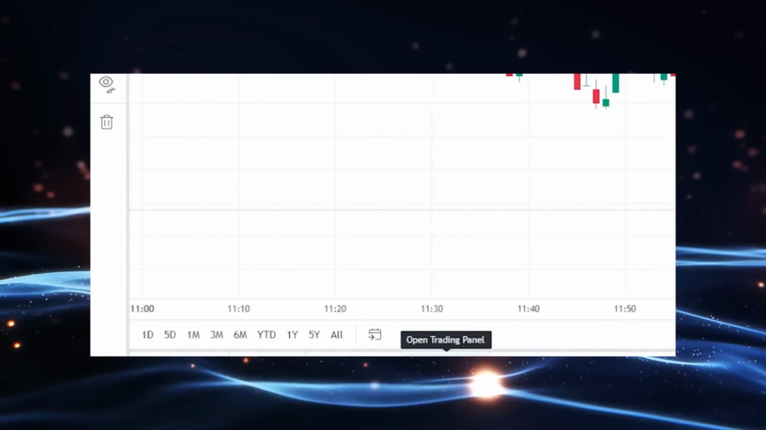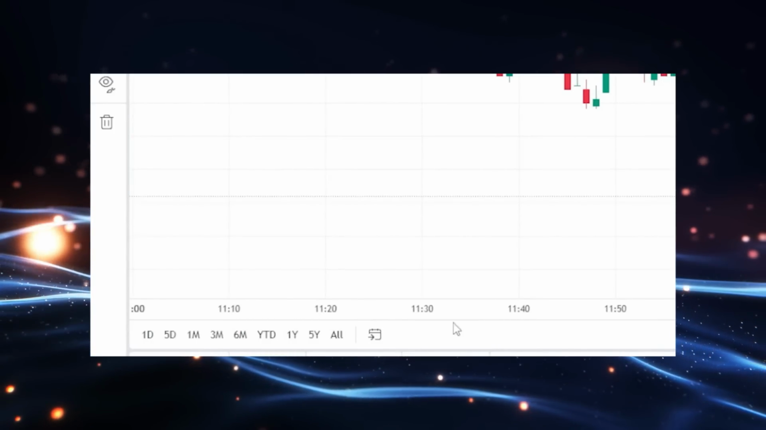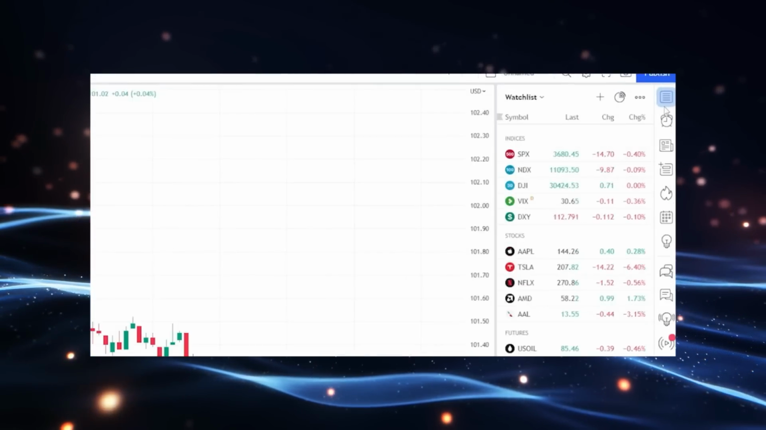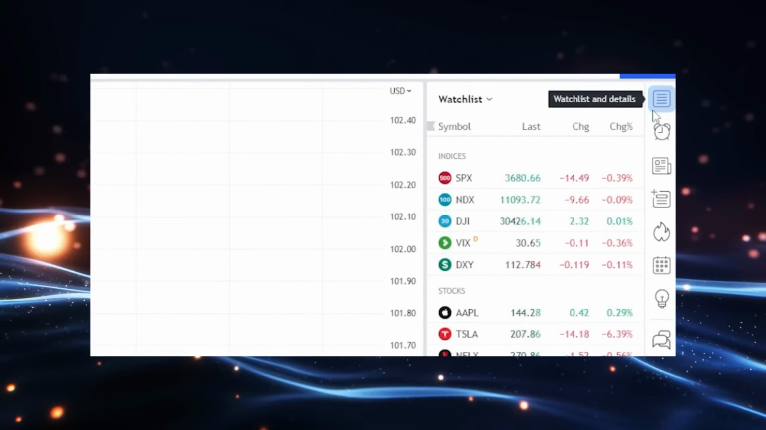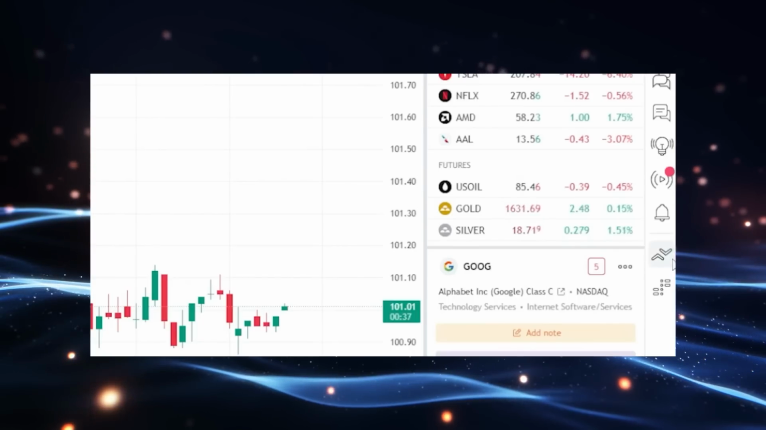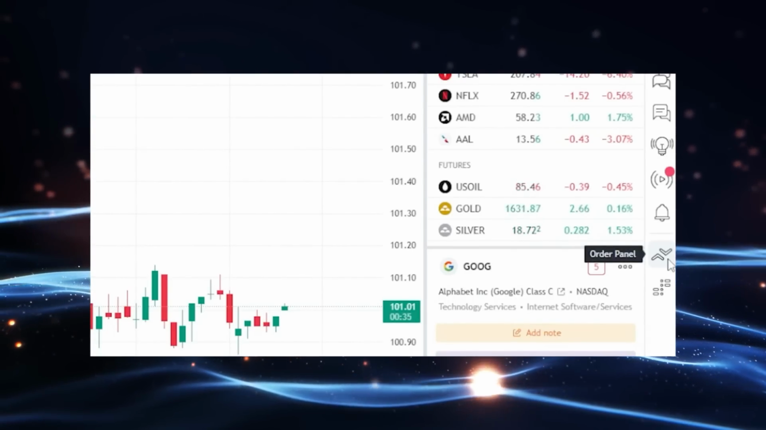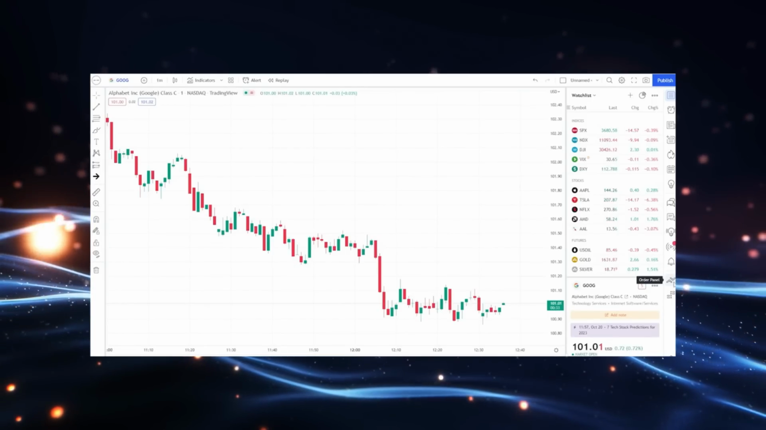Additionally, Tradingview provides access to economic calendars and news feeds, ensuring that traders stay informed about market events. Its mobile app allows for trading on the go, making it a comprehensive solution for modern traders looking to enhance their market strategies and decision-making processes.